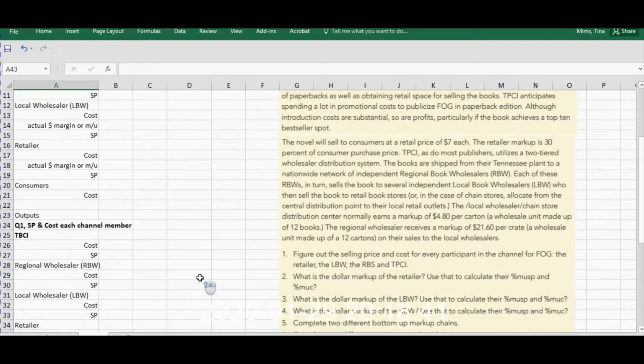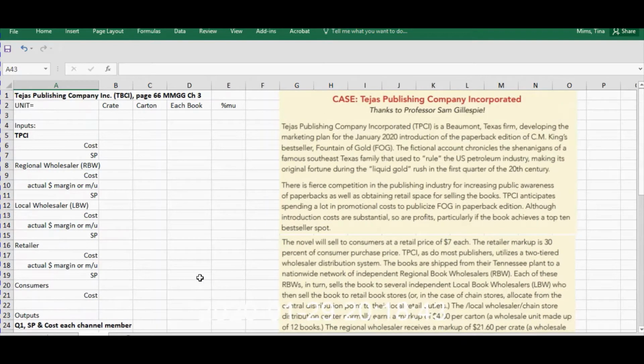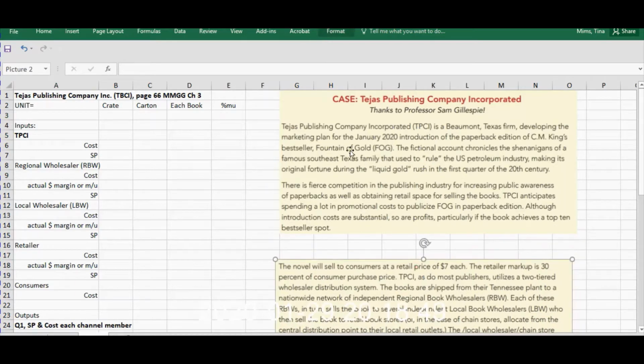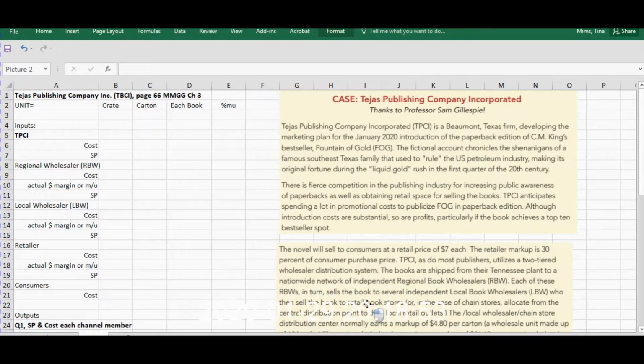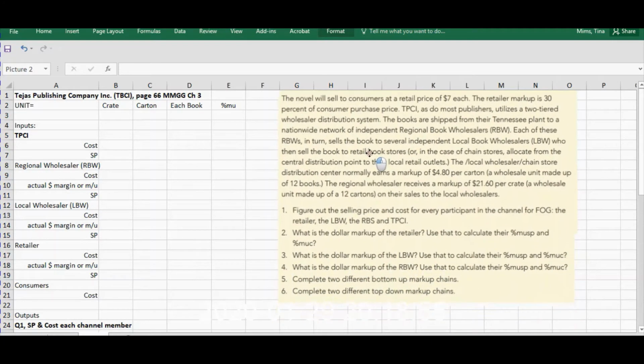Okay, now that you've set up your spreadsheet, we can already see that this first part here of the case, and one of the reasons I cut it separately, is it's just a lot of background information. So all the real data happens to be in this section of the case. So let's take this one step at a time.